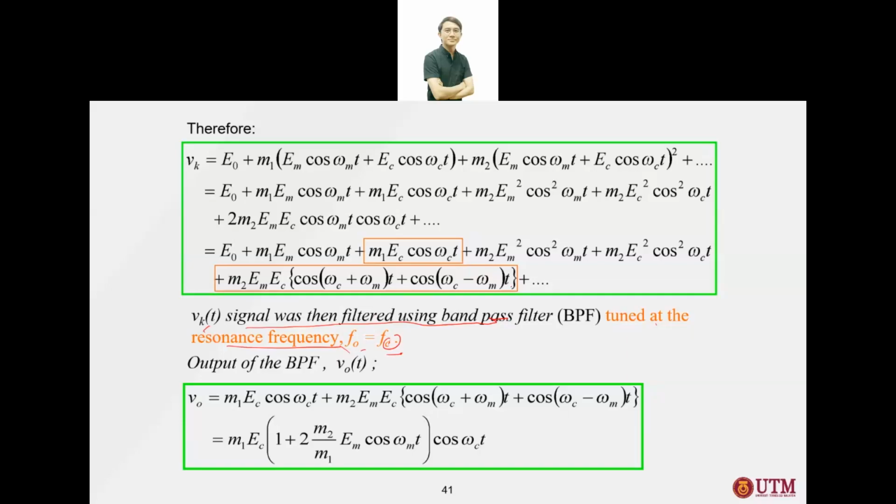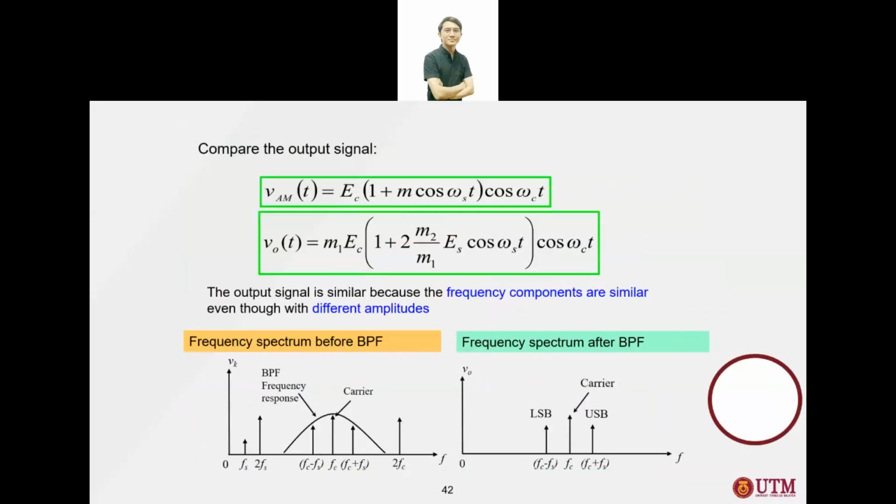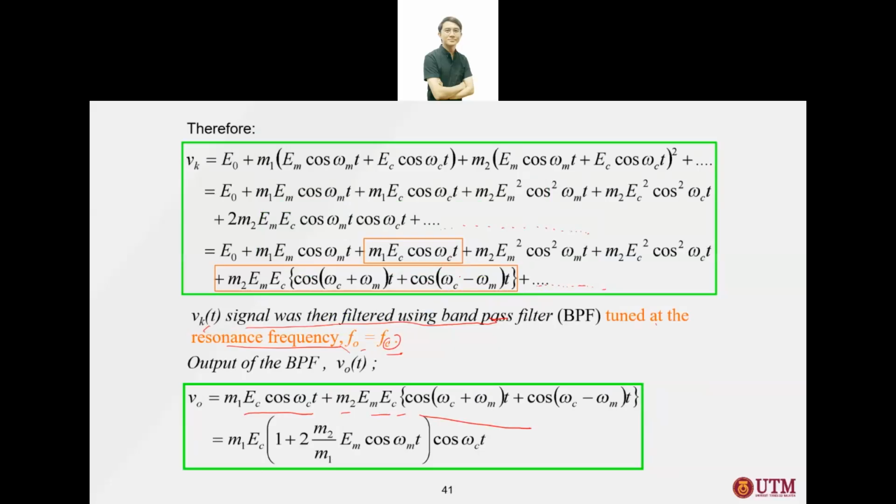All of this will be filtered out because it's continuous, and in the end we only take our output, EC cos omega C, plus the M2 EC term, and so on. So we only take until, for example, M2, the second, depending on the question. So the bandpass filter is for us to remove the frequency that we did not want.